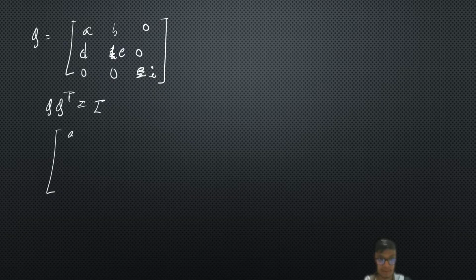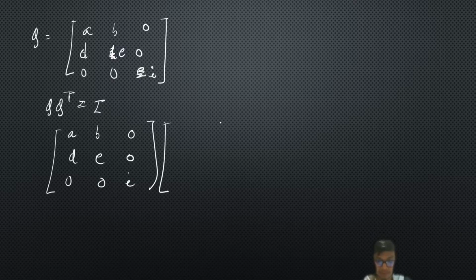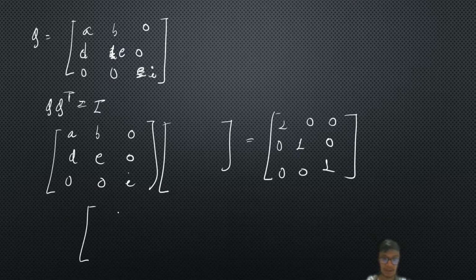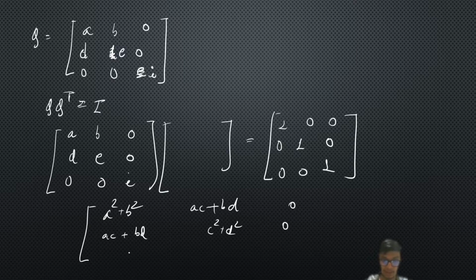And then if you perform this operation over here, A B 0, D E 0, 0, 0, I, and then you do it with the Q transpose over here, you're going to get the identity matrix 1, 0, 0, 0, 1, 0, 0, 0, 1. And if you do that, you're going to get the matrix equation like A square plus B square, AC plus BD, 0, then AC plus BD, C square plus D square, 0, 0, 0, and then I square, and this is equal to the identity matrix of 3 cross 3.